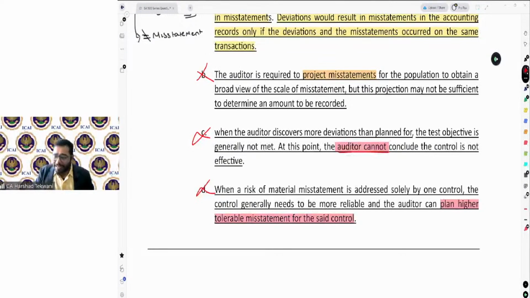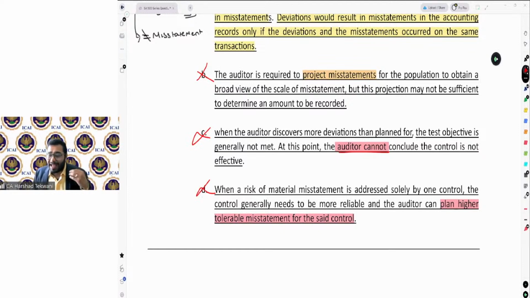In the test of details, when I identify there is something not appropriate, I call that a misstatement. And for each misstatement, I project the misstatement on the population, because in the test of details, whatever misstatement I have identified is from the samples that have been selected. So the misstatement is from the sample. Let's say I tested 25 samples for a particular class of transaction.